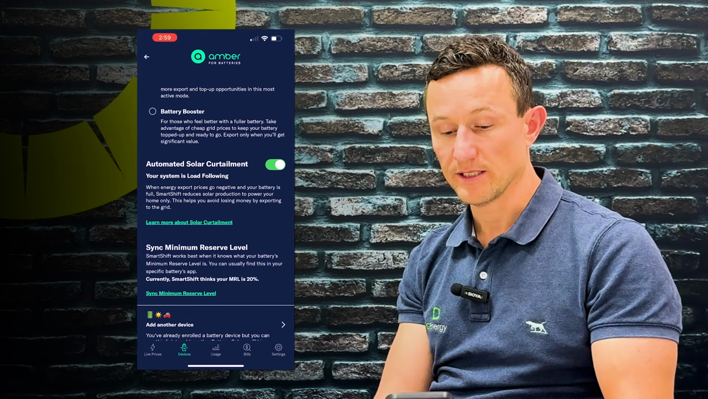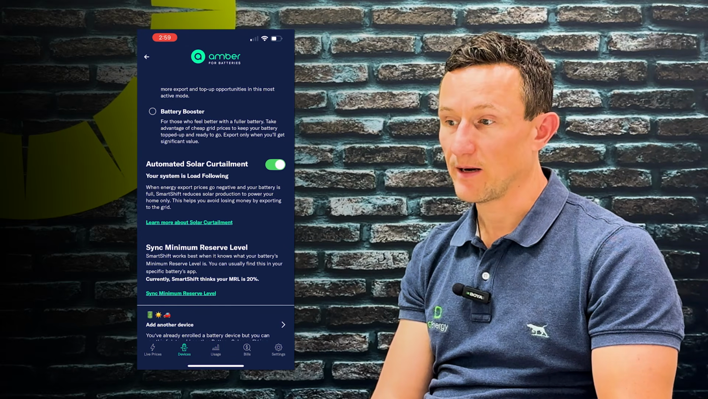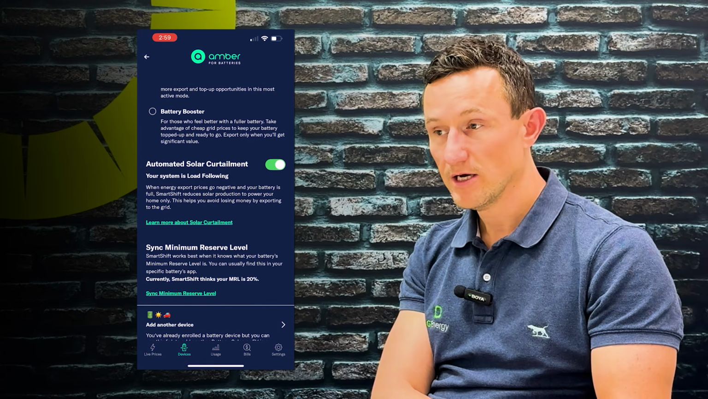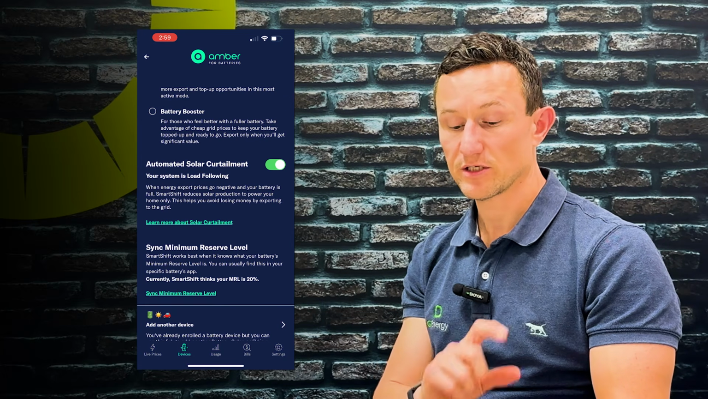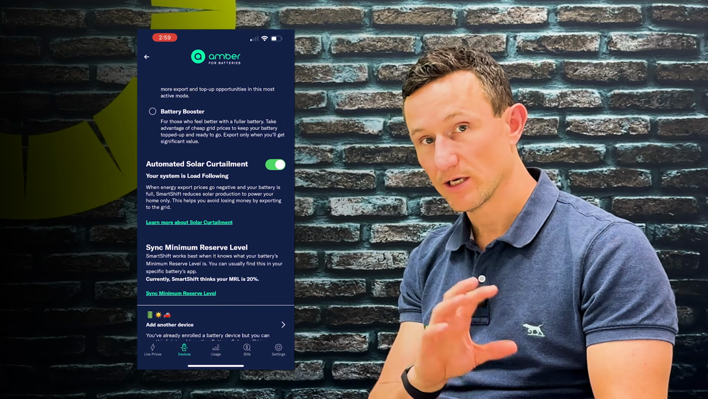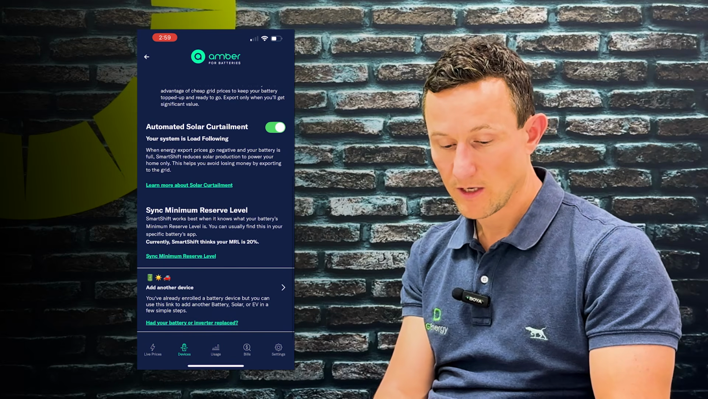So my system is two Tesla Powerwalls with a Fronius inverter. They're Tesla Powerwall 2 because they were installed a while ago. So I've got a Fronius inverter and a Fronius smart meter. The Fronius smart meter controls that export, so Amber communicates with it and controls it, so I don't ever get charged for selling energy back into the grid.